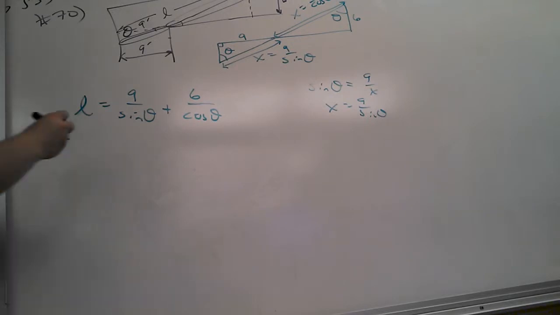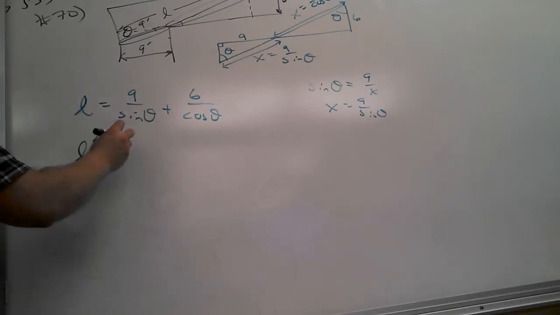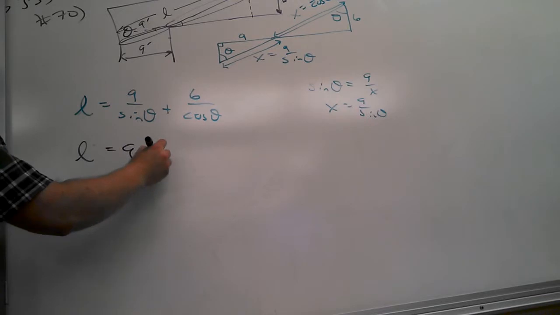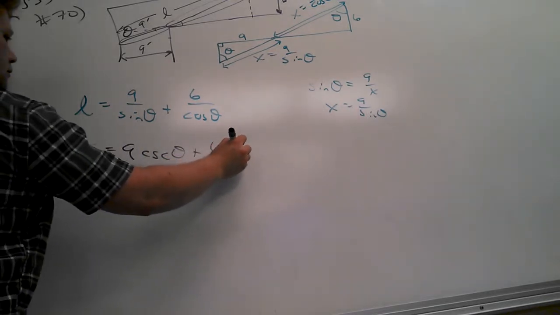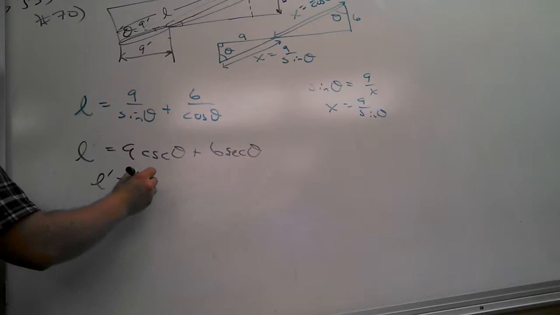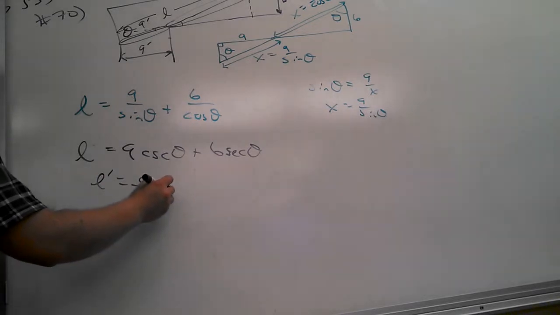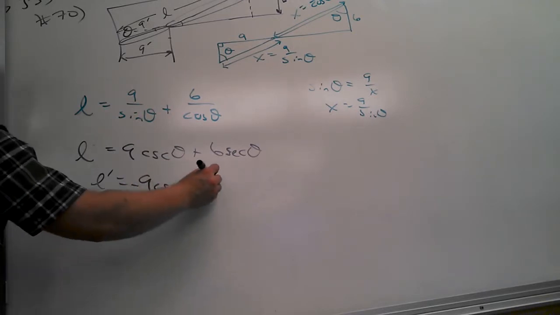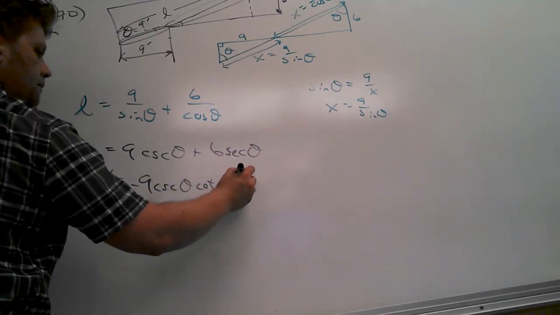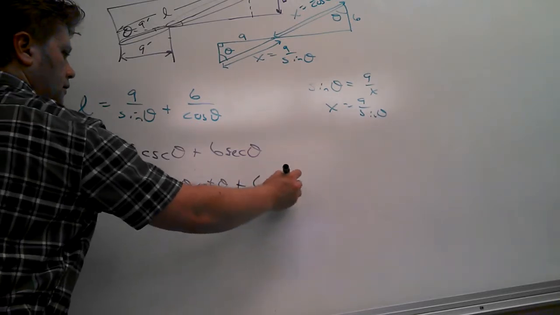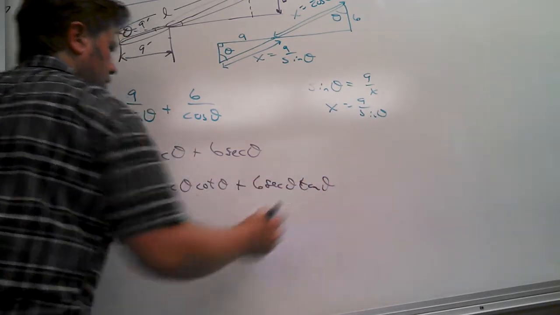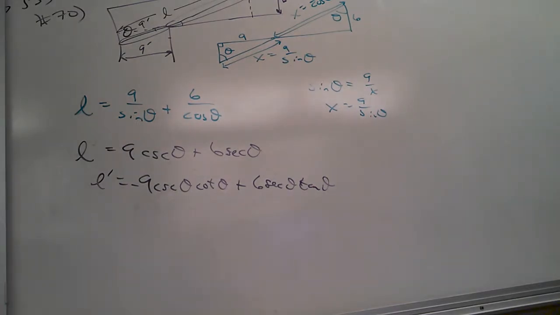Well, let's see. Let's try this. Let's just see what happens here. So if I do take the derivative, let me first rewrite this. It'll be 9 cosecant plus 6 secant. So L prime would be 9 cosecant cotangent plus 6 secant tangent. That looks yummy. And what would be the next step there? Set them to 0, right?